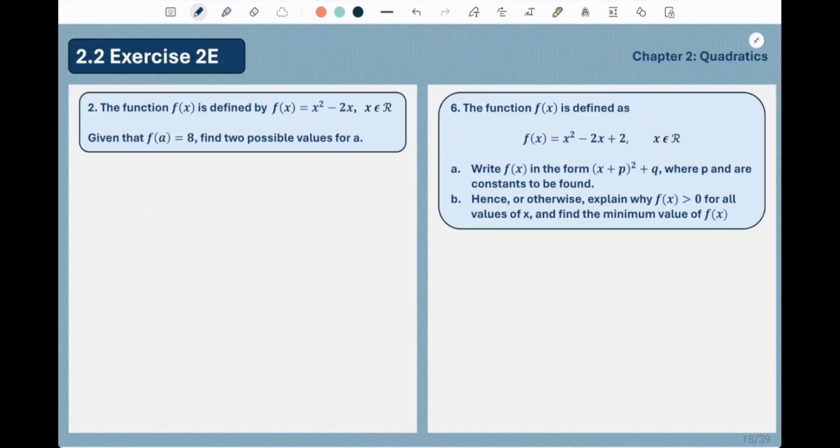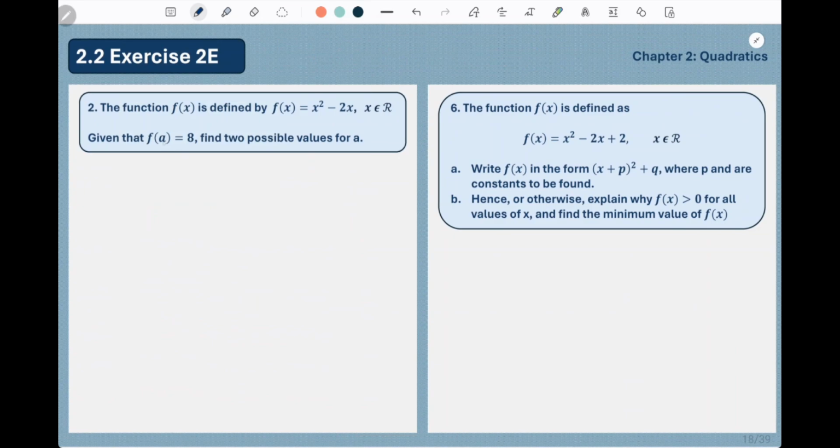Everyone. So today we're following through from the topic we covered last time, and we're going to go through a couple of exercises. So we've got exercise 2. The function f(x) is defined by f(x) equals x squared minus 2x, where x belongs to R. So again, R is the domain. Given that f(a) is equal to 8, find two possible values for a.